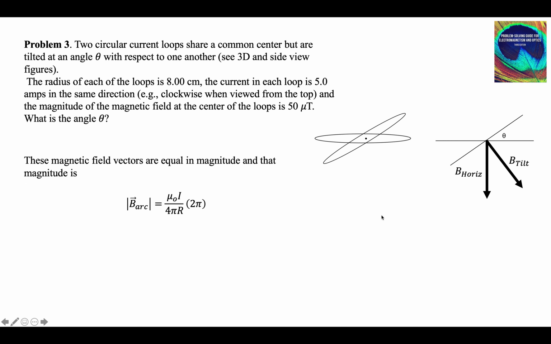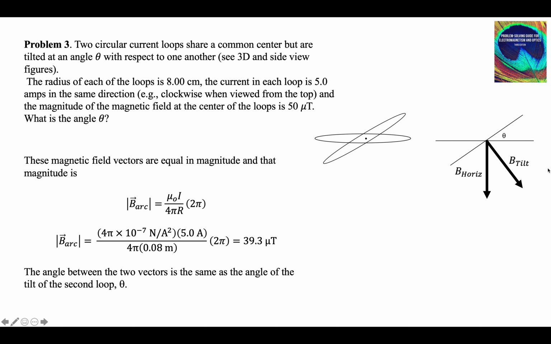We can get the magnitude of one of these fields. Mu naught I over 4 pi r, times the angle. We know the radius is 8 centimeters, and it's one complete loop. So the angle the arc subtends is 2 pi. We can plug in the numbers: current, the radius in meters, and the angle, and we get 39.3 microtesla for each one of these. And they sum to a magnitude of 50.